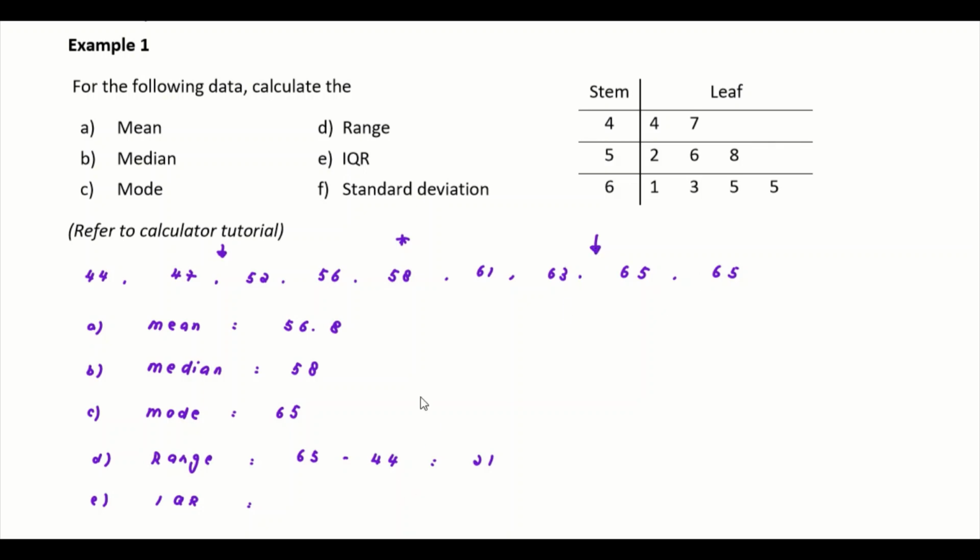Okay, so let's do Q3 minus Q1. Our Q3 is 63 plus 65 divided by 2. After that, I'll use it to minus my Q1, which is 47 plus 52, and then divide by 2. From here, I can get my answer, which is 14.5.